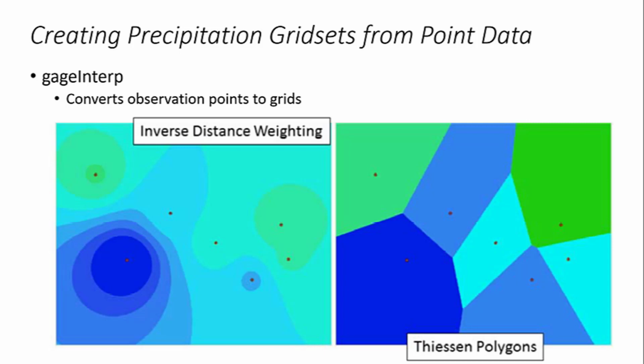The GaugeInterp tool is useful for creating precipitation grids from observed gauge data. It takes the point values and creates grids through interpolation, estimating the value at each grid cell by calculating a weighted average of all gauges located within a certain distance. This slide shows two examples of distance being used to determine gauge weight. On the left, more weight was given to the closest gauge with the inverse distance weighting method. On the right, grid cell values were assigned using only the closest gauge as determined by Thiessen polygons.